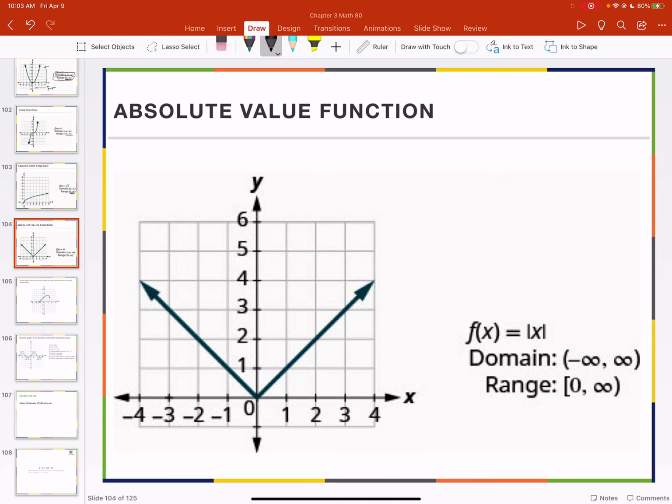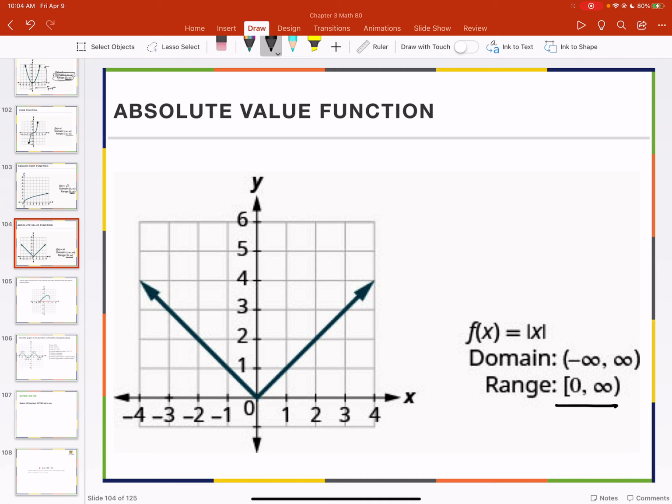The absolute value function looks like a V, where it takes the identity and then makes it positive, right? The output is always positive. So notice that the range goes from 0 to infinity, and the domain goes from negative infinity to positive infinity since it opens outward in those two directions.